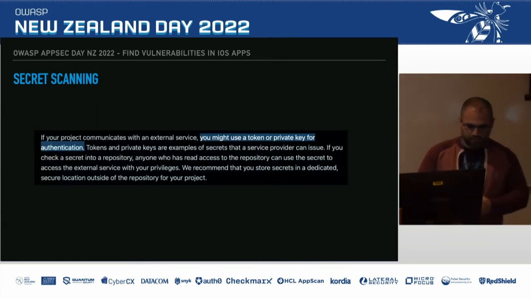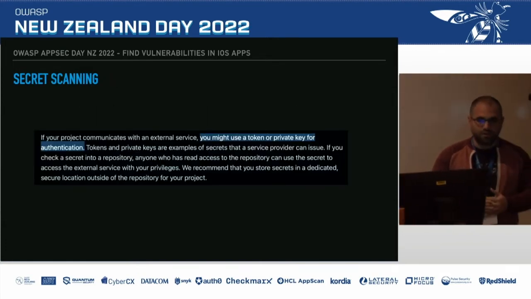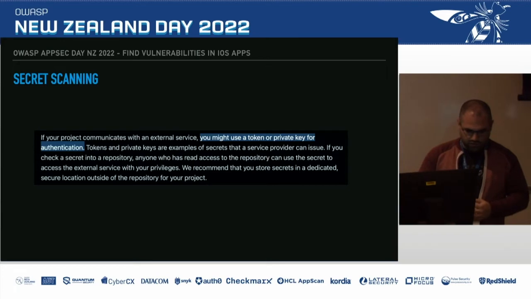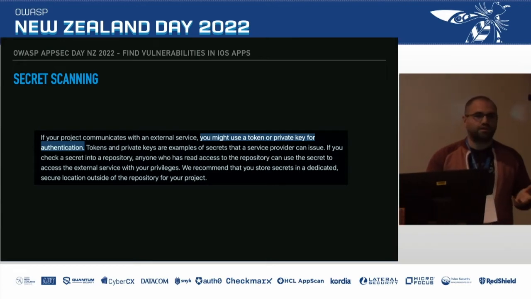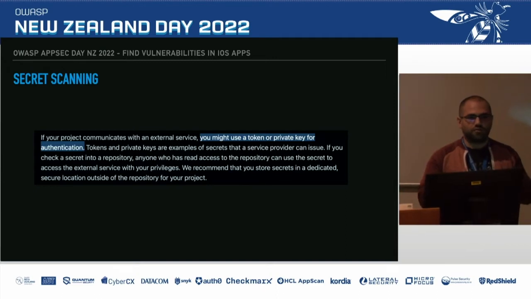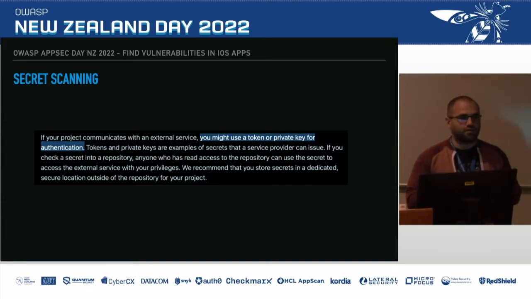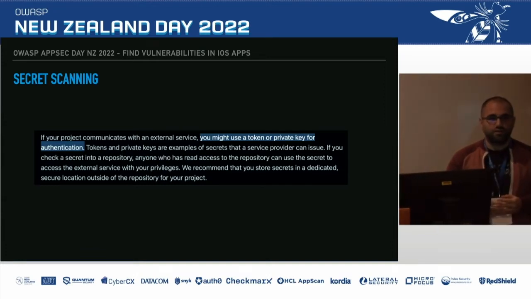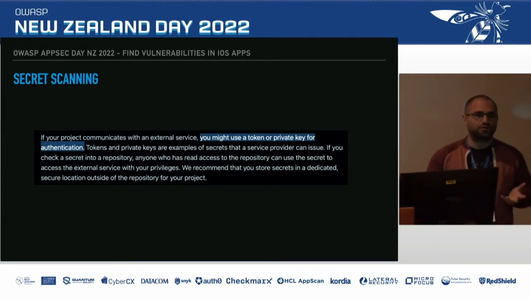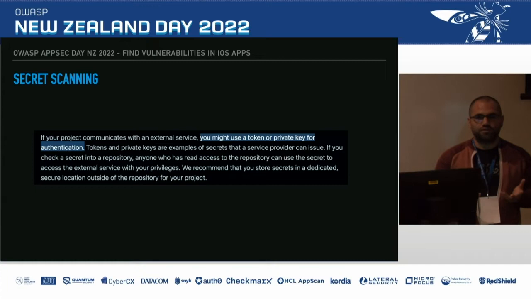And this is a snippet of the GitHub documentation. Here it also says, if your project communicates with an external service, you might use a token or private key for authentication. Obviously, this is what apps are supposed to do, right? There will be a lot of integration with other services, and therefore you need to authenticate. The question is just where this information is then being stored. And in the last sentence, you can see that GitHub is of course suggesting to put it into proper secure storage.